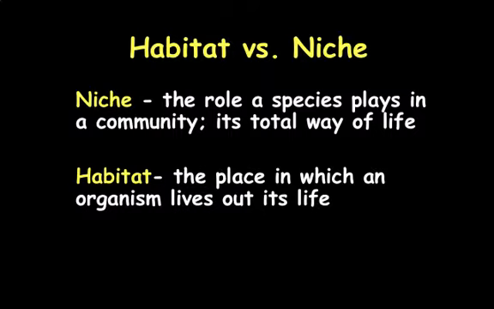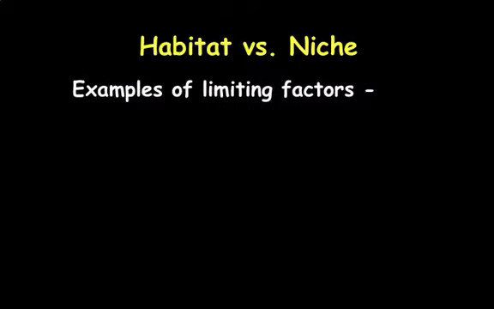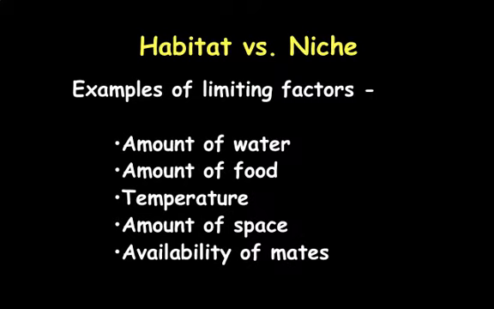Habitat versus niche. The niche is the role a species plays in the community, its total way of life. The habitat is the place in which an organism lives out its life. A niche is determined by the tolerance limitations of an organism or limiting factor. The limiting factors can include any biotic or abiotic factors that restrict the existence of organisms in a specific environment. Examples of limiting factors would include the amount of water, food, temperature, space, or mates in an area.